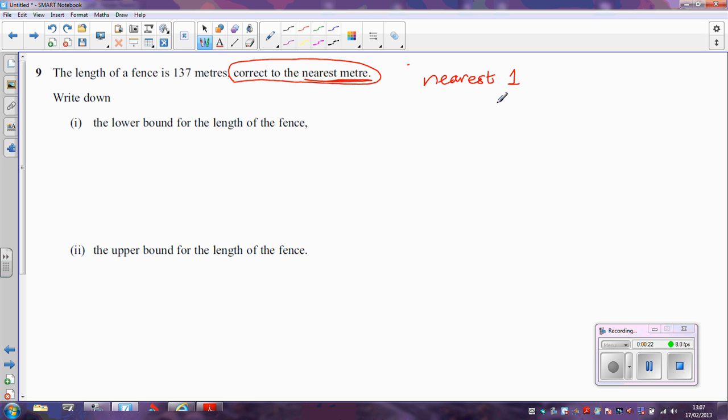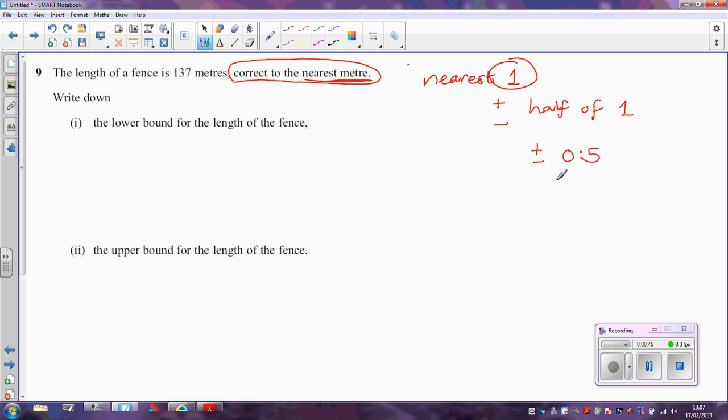Now to find the upper and lower bounds for a quantity, we always add and then subtract half of the degree of accuracy. Now in this case the degree of accuracy is 1. If it was to the nearest 0.1, then that would be the degree of accuracy. So here I'm going to add and subtract half of 1. In other words, I'm going to add and subtract 0.5.